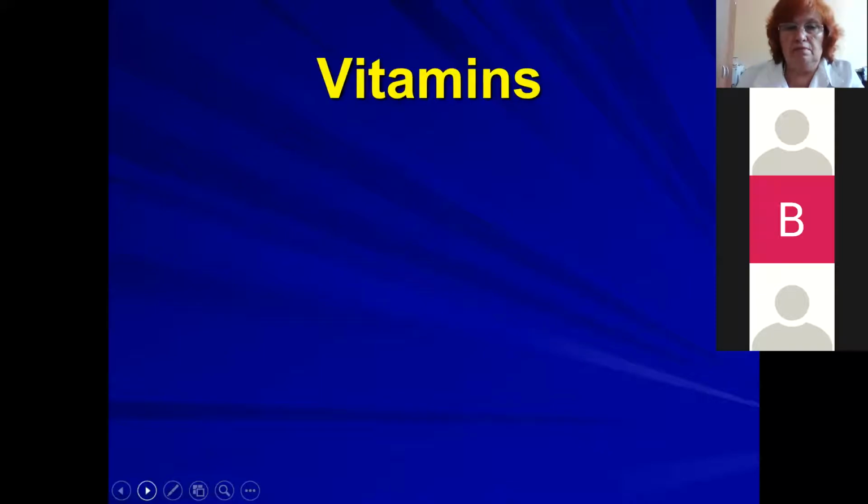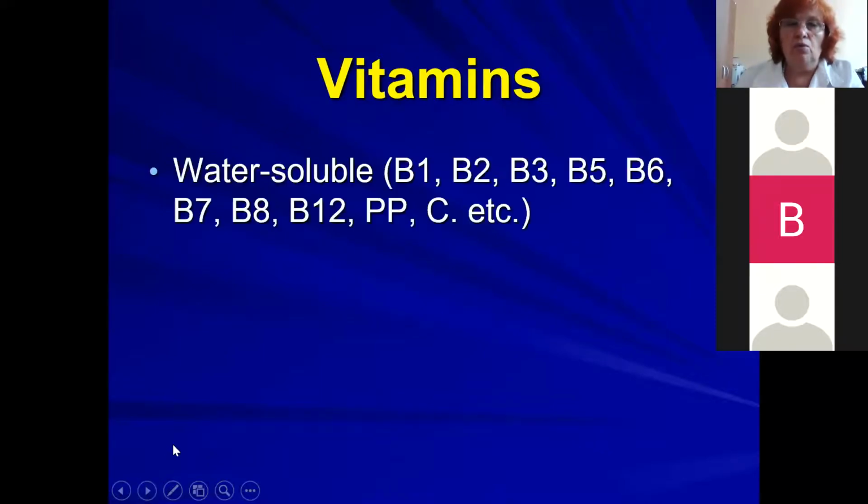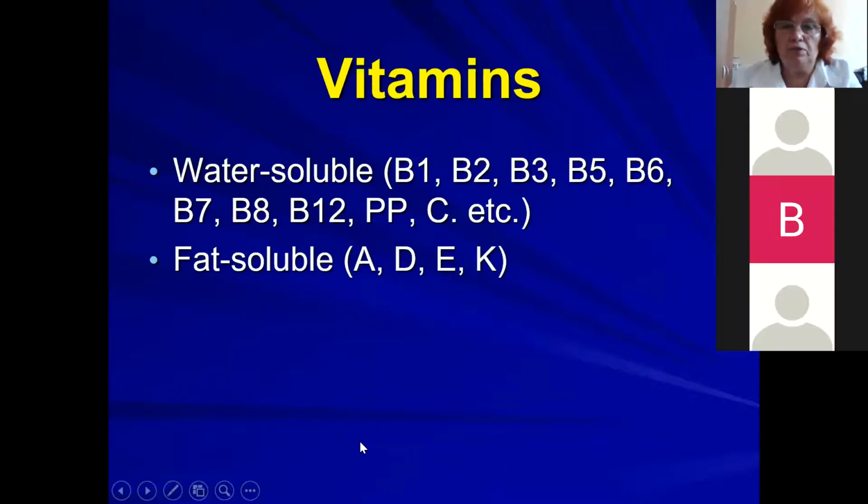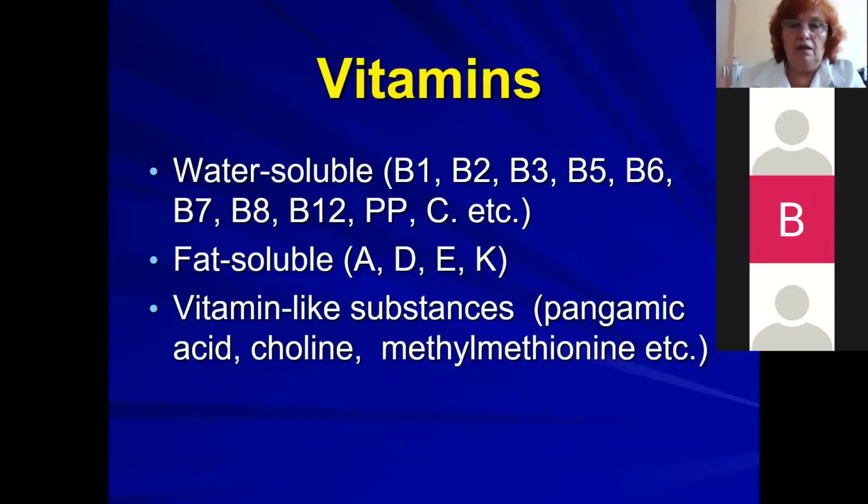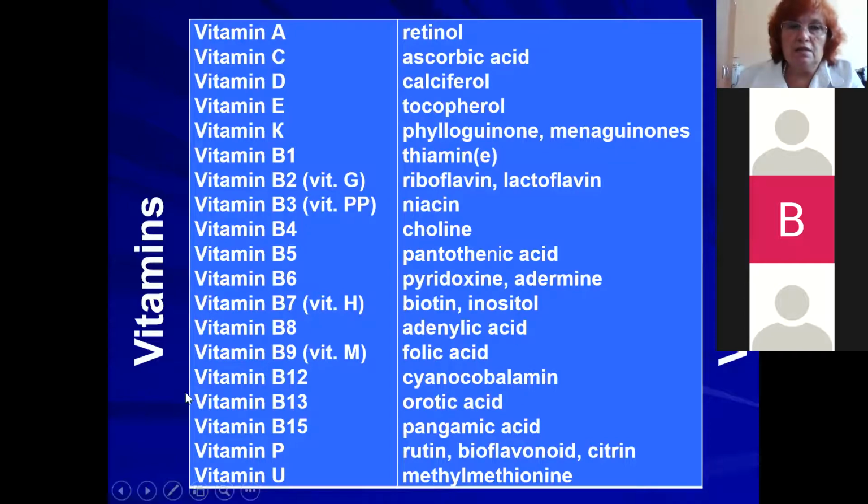Vitamins. Water-soluble vitamins: the group of B vitamins, PP, C, and so on. Fat-soluble vitamins are A, D, E, K. Vitamin-like substances: pangamic acid, choline, methylmethionine, and others. This is the list of vitamins and their names.